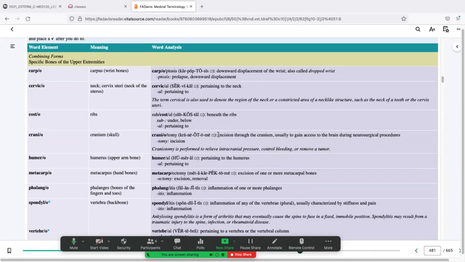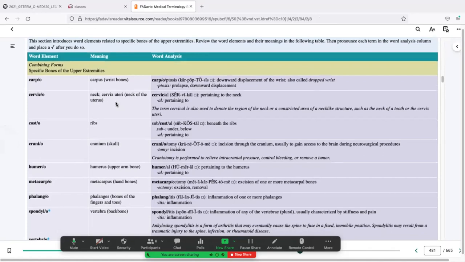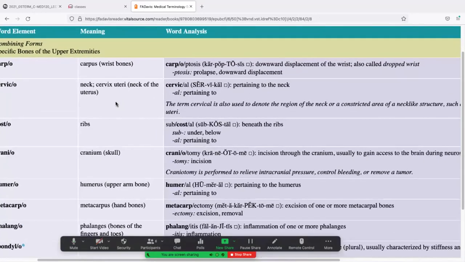So let's look at some bones. Oh, excuse me. Why am I yawning? I had like a million hours sleep last night. Let's make this a little bit bigger.